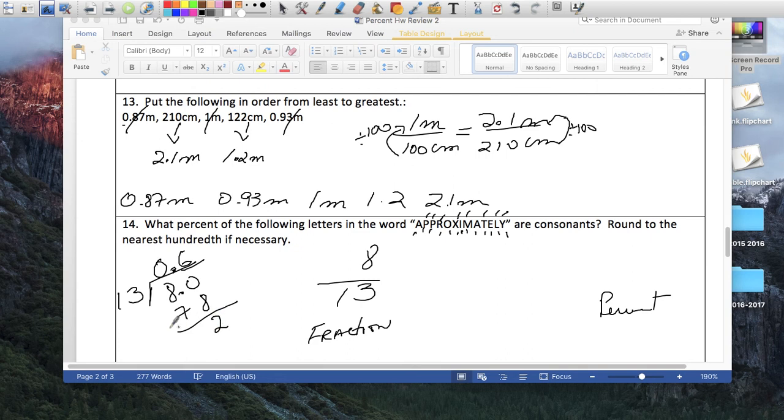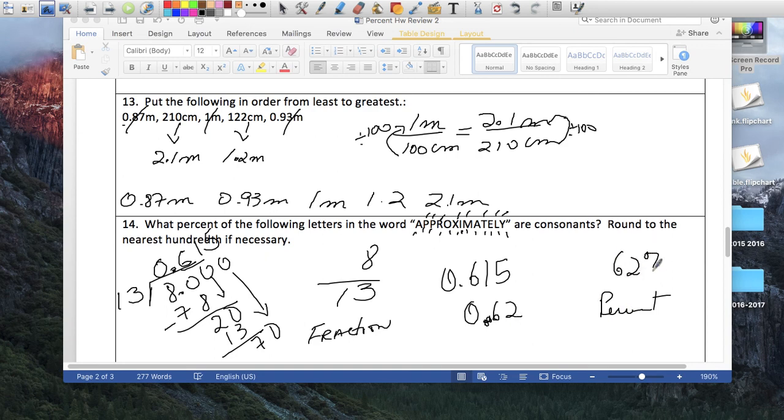Left over is 2, subtract, bring another 0 down. And 13 goes into 20, 1 time. 7 left over, bring another 0 down. And 13 goes into 70, definitely not 6, but 5 times. So 0.615, or if you did round it, 0.62. And how do I change this to a percent? You move the decimal 2 over to the right, and it becomes 62%.